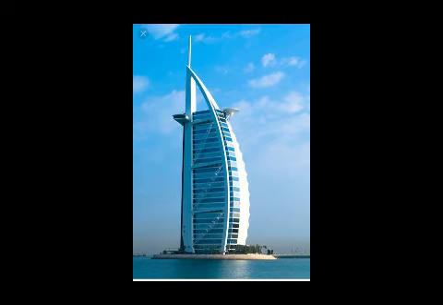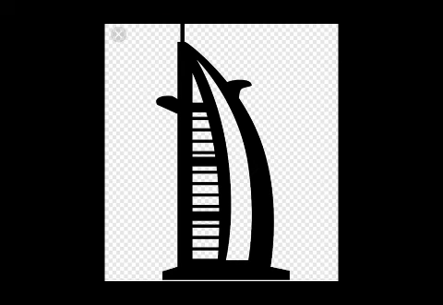The shape of the structure is designed to resemble the sail of a ship. The design and the construction were managed by Canadian engineer Rick Gregory, also of W.S. Atkins. You can see from the image the silhouette of Burj Al Arab. So it is a luxury hotel in Dubai with a shape like the sail of a ship.